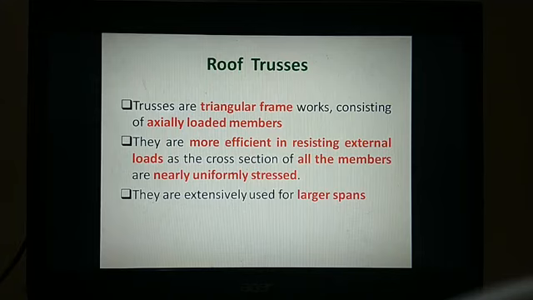For example, the strut members and the tie members, their magnitudes may vary, but each member behaves uniformly, stressing uniformly throughout its length and cross section. So they are extensively used for large spans. That is how we are using roof trusses for long spans.